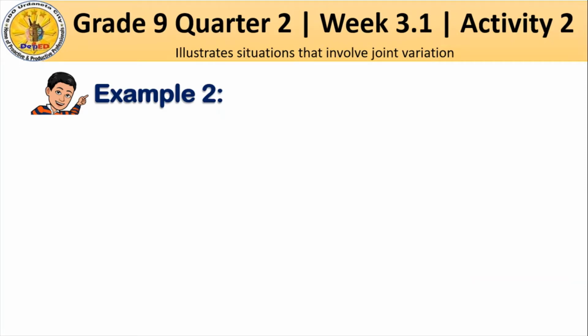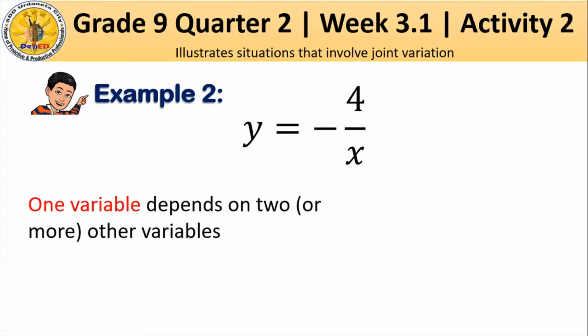Example number 2. Y is equal to -4 over x. Again, let's try to see if the variation equation involves one variable depends on two or more other variables. For this example, it does not satisfy this criteria. Obviously, y only depends on one variable, which is x.